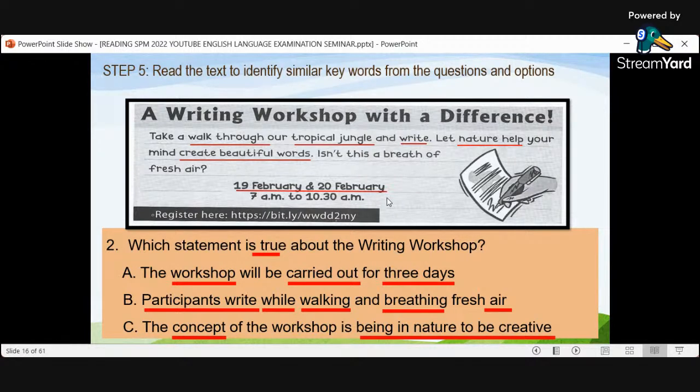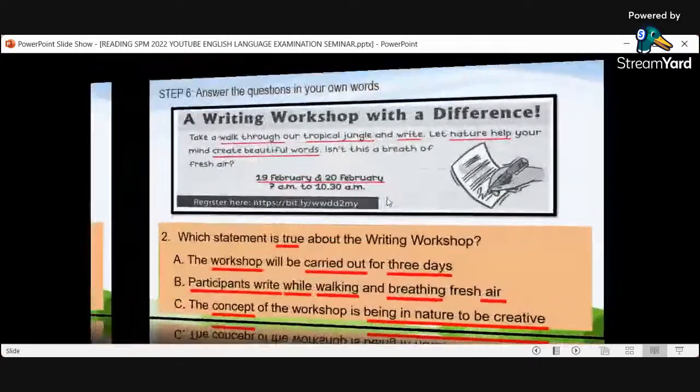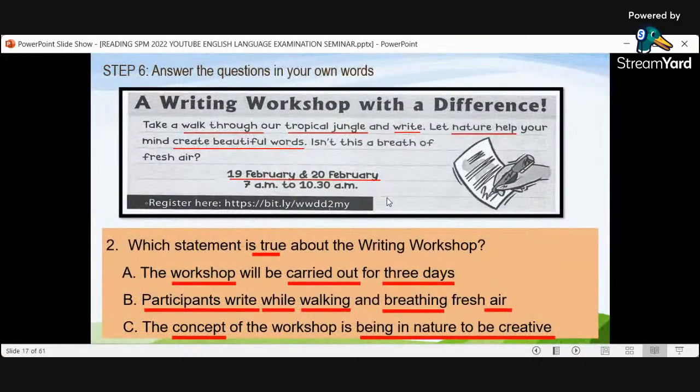Therefore, I know answer A would not be right, because A says 3 days, right? I underline that because A says 3 days and the dates are 19 and 20, 7 a.m. to 10:30 a.m., and they tell you where to register. So I'm going to answer the question in my own words.